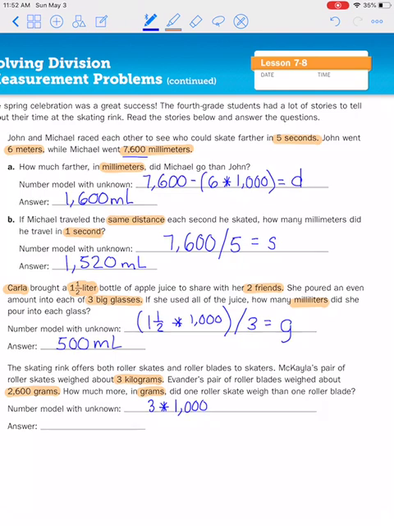But again, you have to be careful. It says roller skates. Think of what the problem's asking you. It says how much more in grams did 1 roller skate and 1 roller blade. So we have to take how much her skates weighed, convert it to grams, and then divide it by 2 to get how much 1 skate weighed.